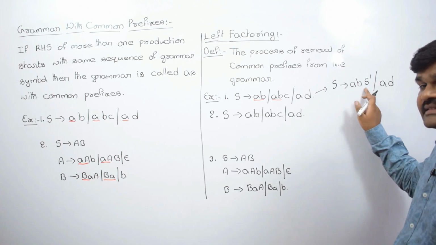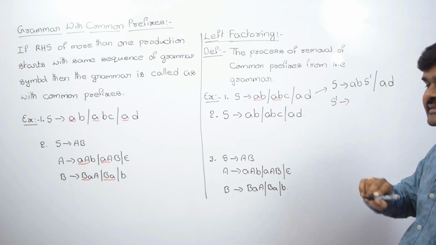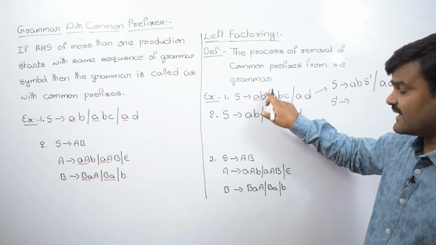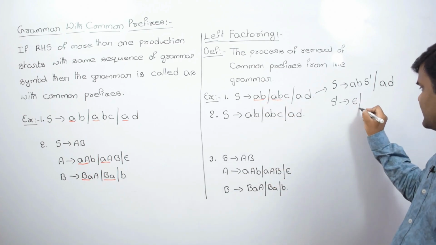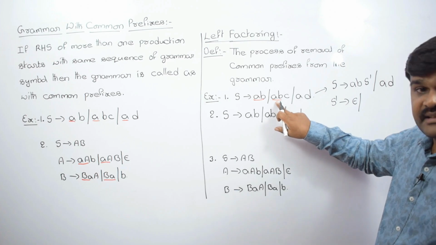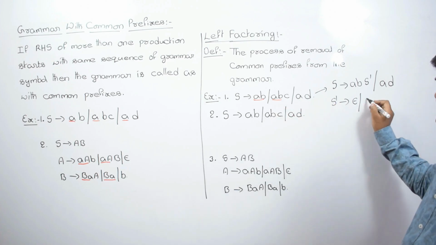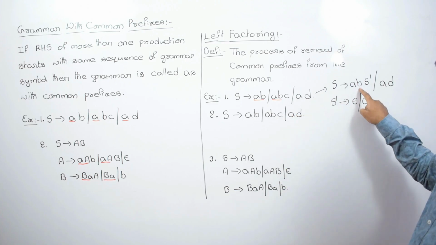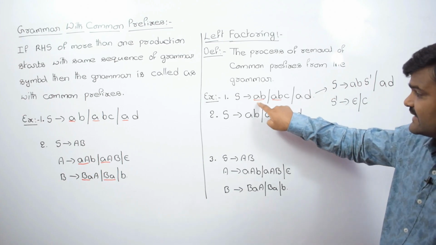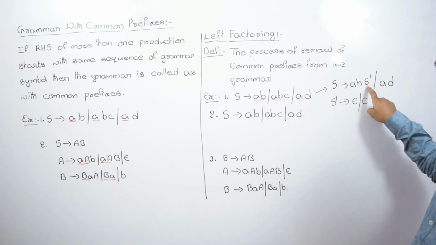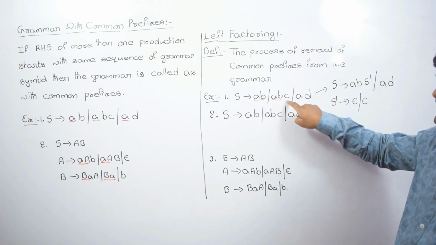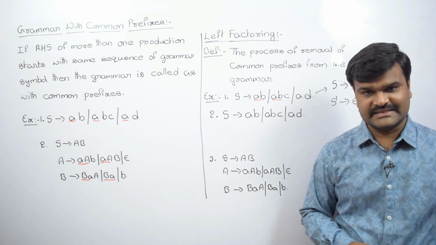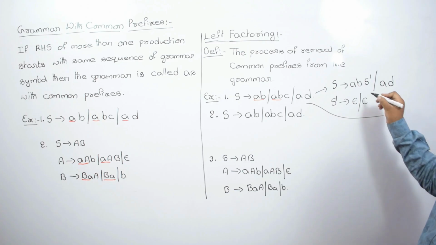Then what about S dash? We define S dash. After the common prefix AB, nothing is there, that means epsilon, or in this other production, C is there after the common prefix, so we write C. Now if you try to get back the same thing, AB with epsilon gives back this production, and in S dash if you place C we get back this one. So the overall meaning is the same, but we are able to remove the common prefixes.